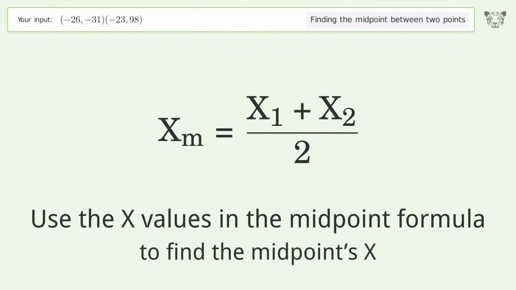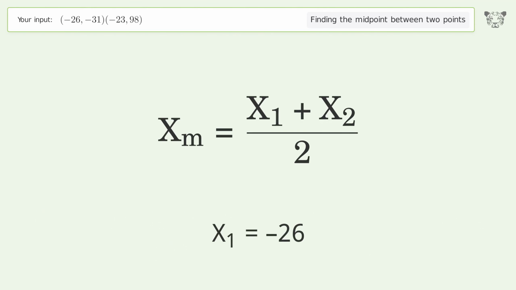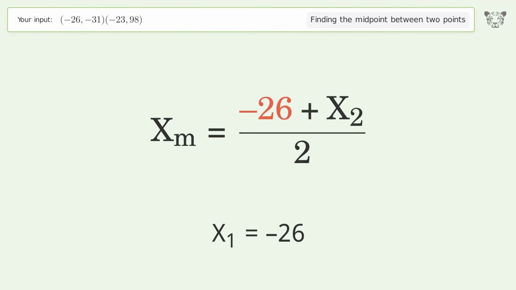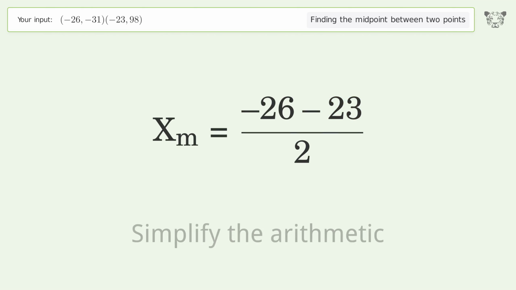Use the x values in the midpoint formula to find the midpoint's x. x1 equals negative 26. x2 equals negative 23. Simplify the arithmetic.